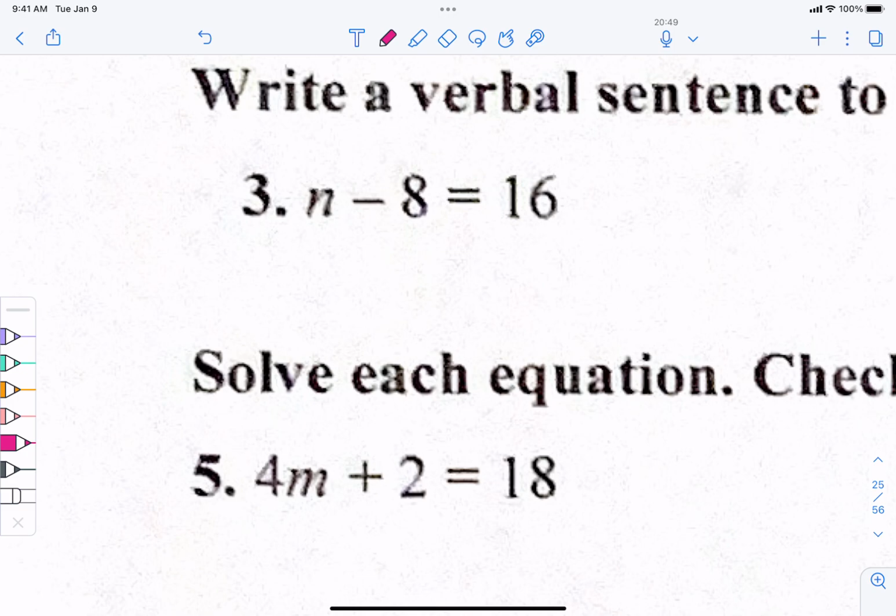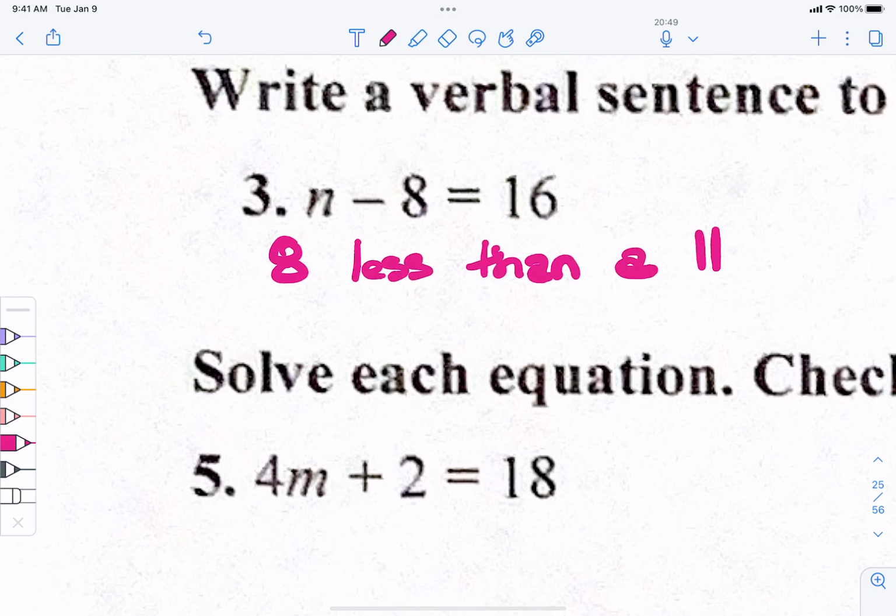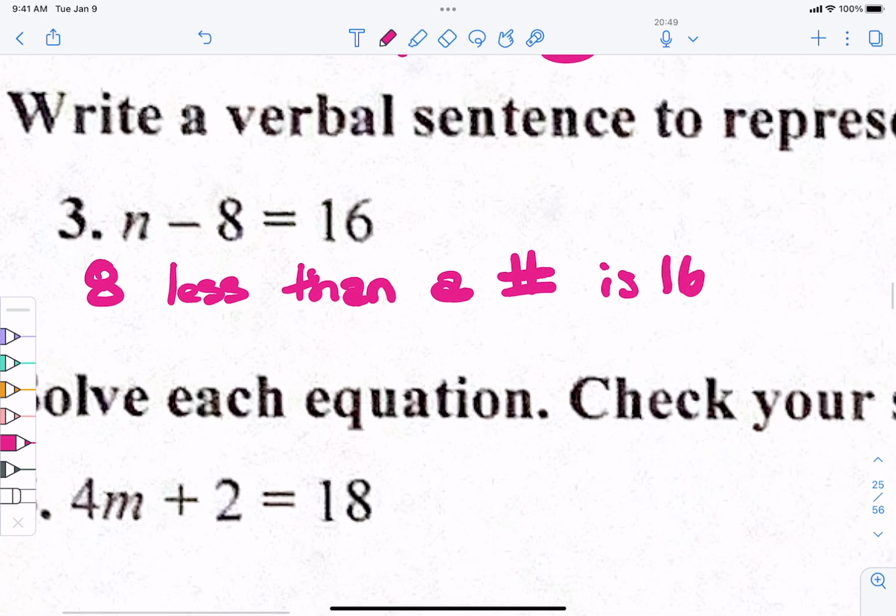What do you want to do there? I'm going to go with 8 less than a number is 16. 8 less than a number, right? A number minus 8. 8 less than a number is 16. I really abbreviated all my stuff, so see if you can figure that out.